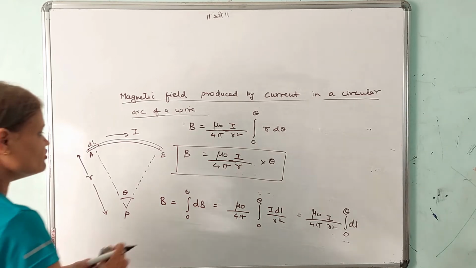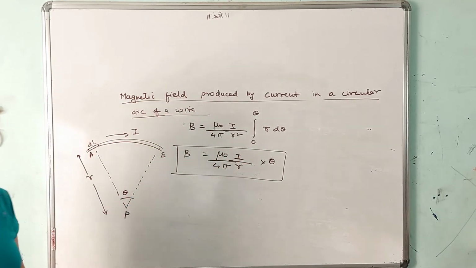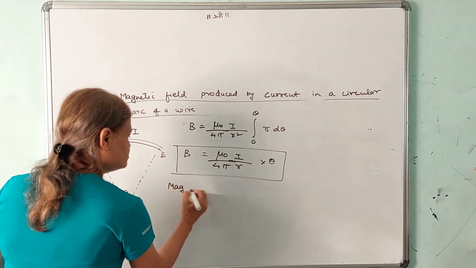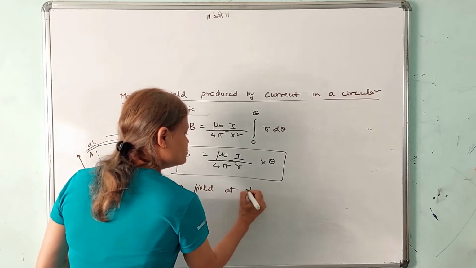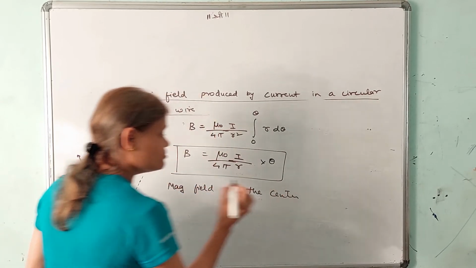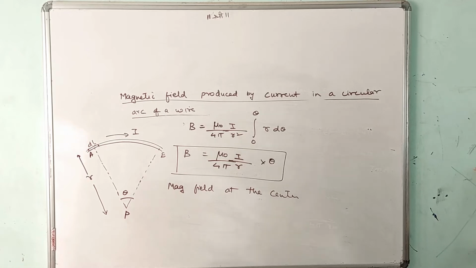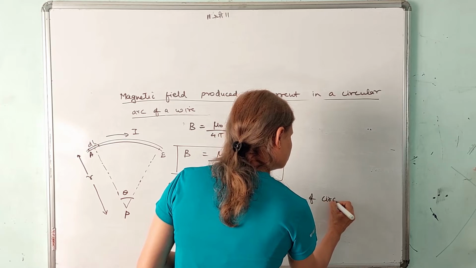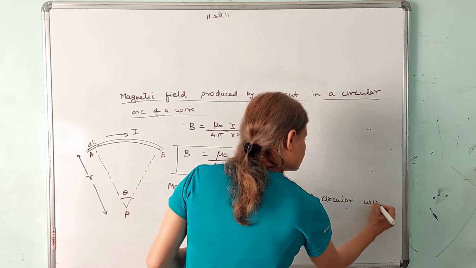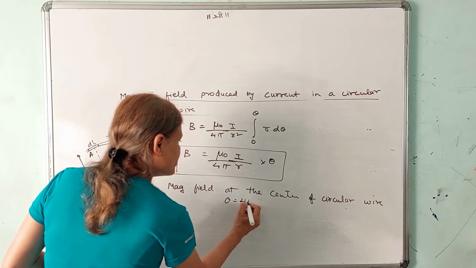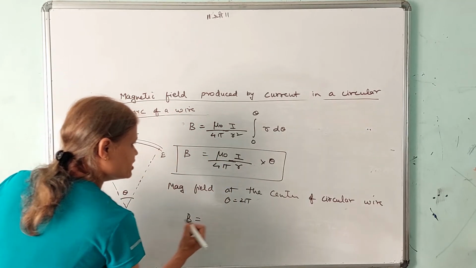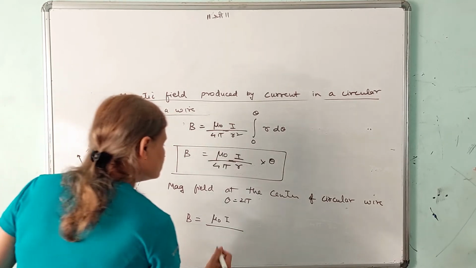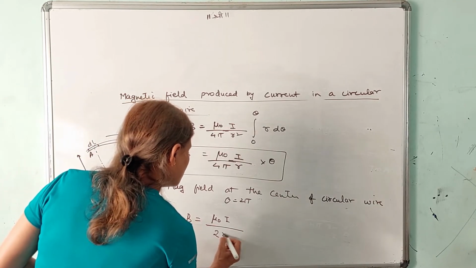Now from this we can even find the magnetic field at the center of a circular wire. If the derivation is asked for the magnetic field at the center of the circular wire or conductor, you will have to first consider an arc. At that time theta is 2 pi. So we can substitute theta as 2 pi, and we get the magnitude of the magnetic field as mu naught I by 2r.